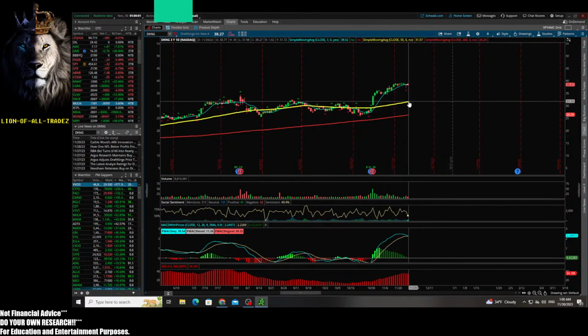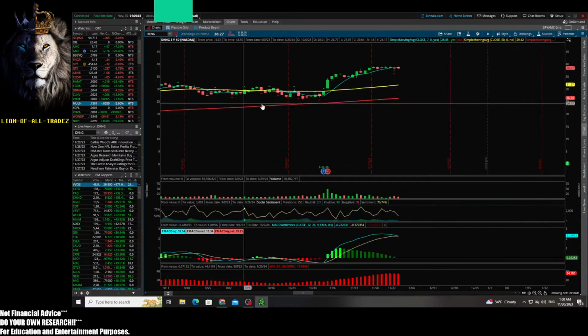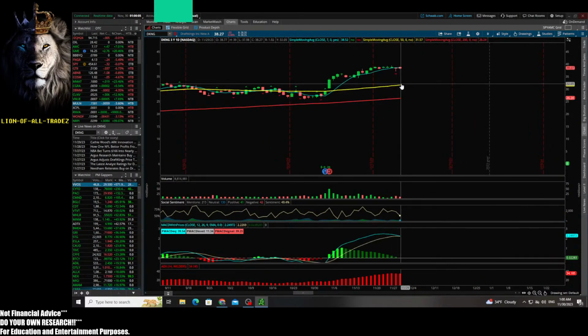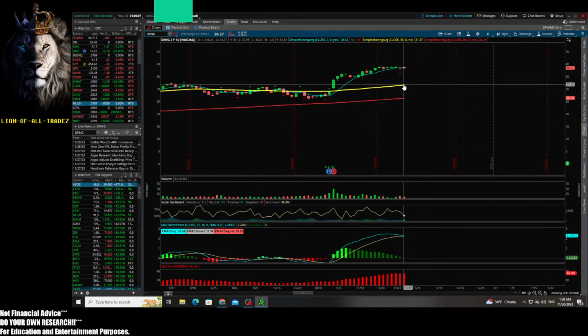31.57 on the 50-day simple moving average. So that would have to be the next level of support. December 15. Could happen before that. Could it trend back up? Who knows?